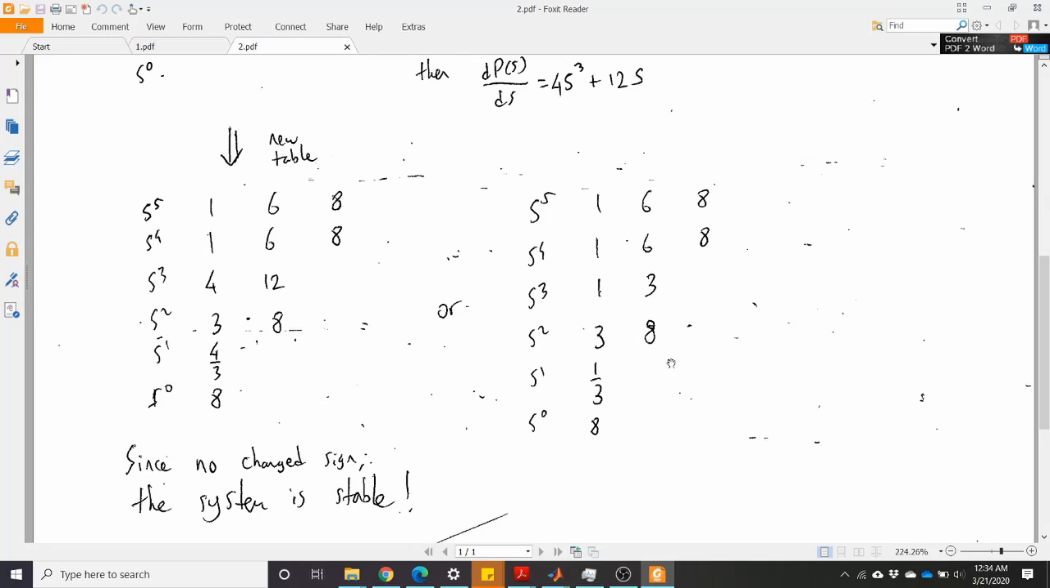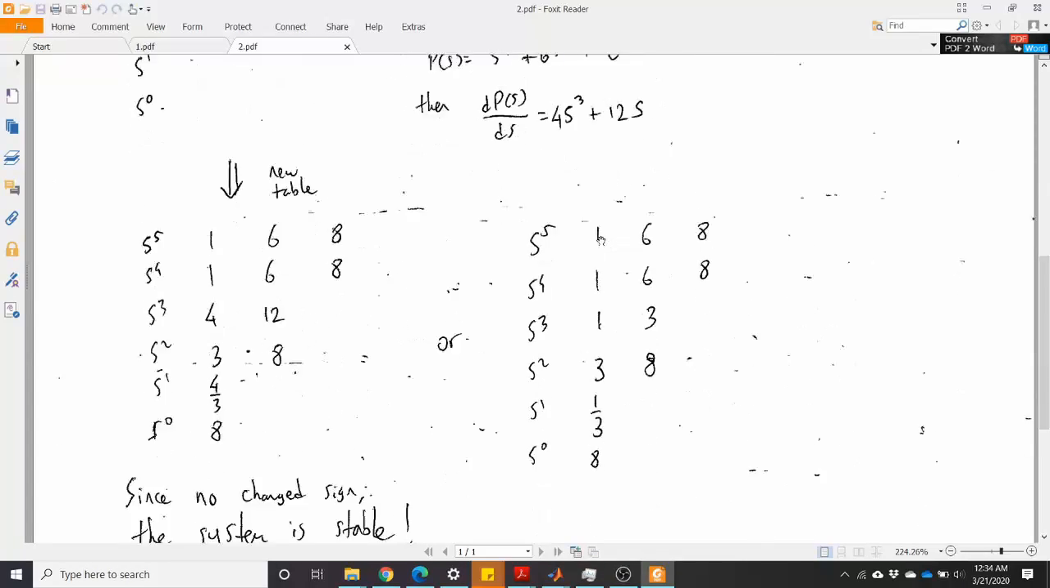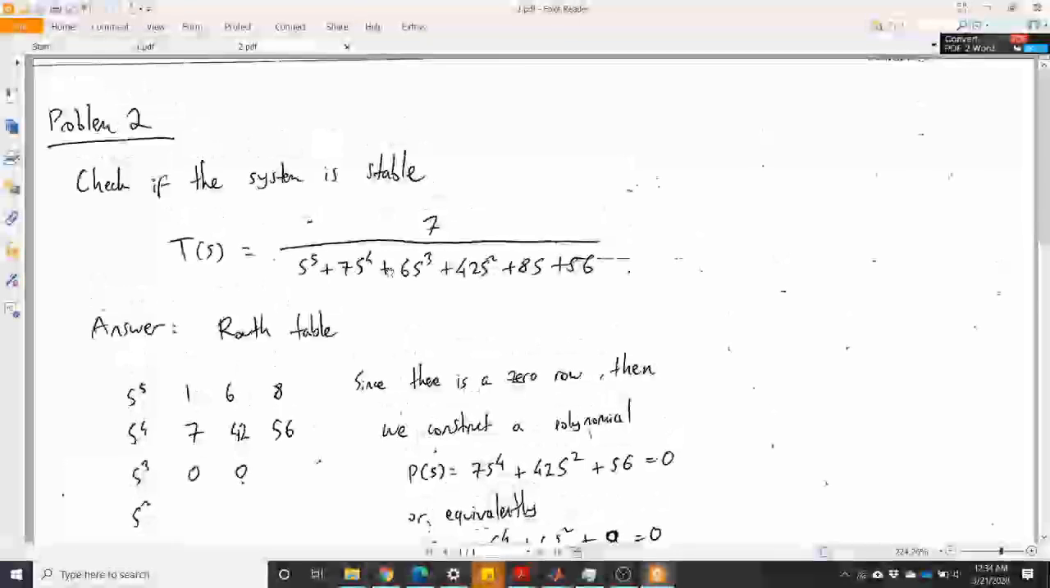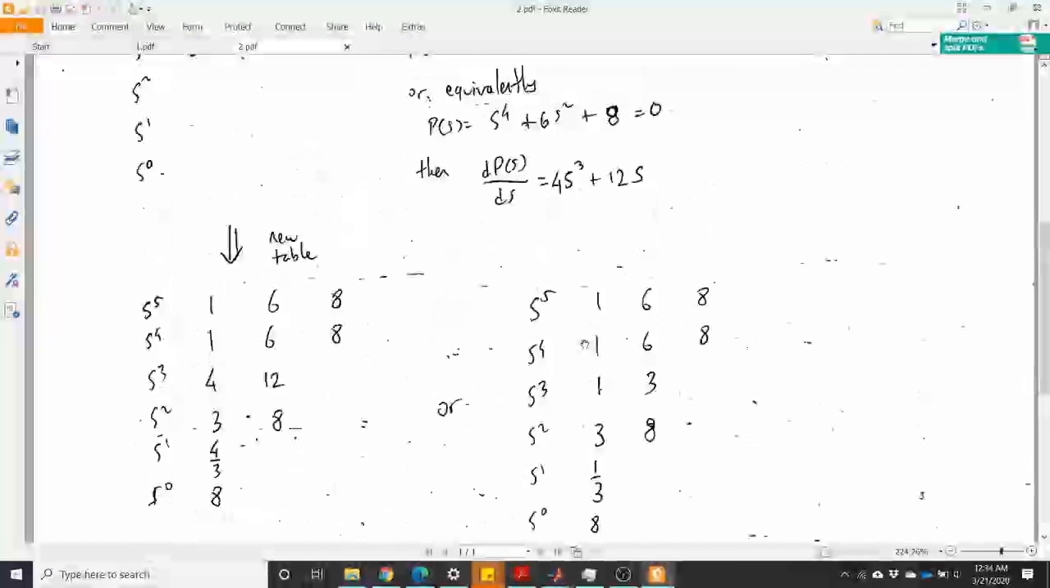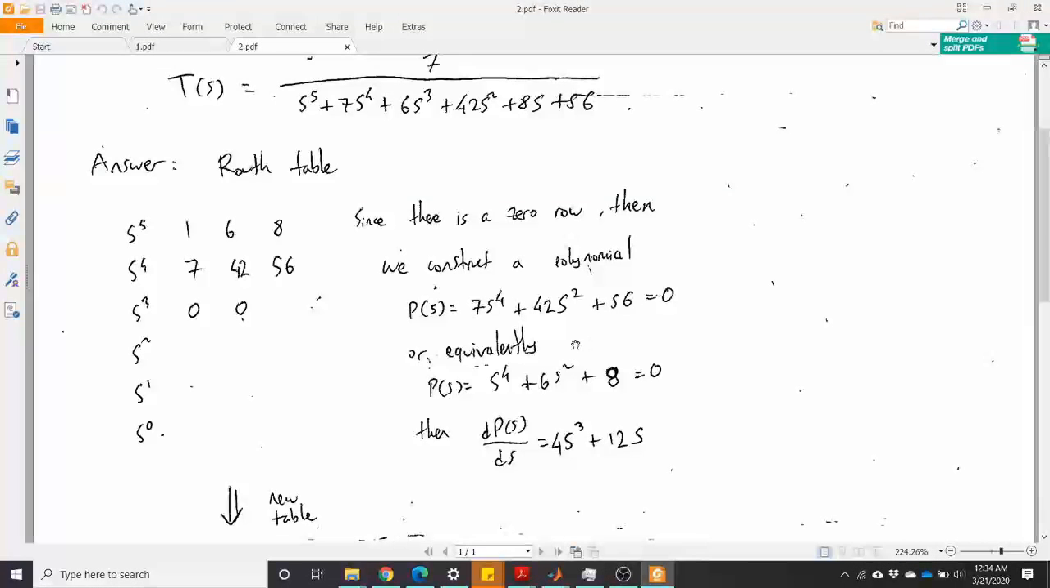The trick here is, if you can simplify each row, then do it to make your life simpler and easier. From both tables, we can see that on the first column there is no sign change. So we can say that the closed loop system is stable. So that's how you use the Routh table.